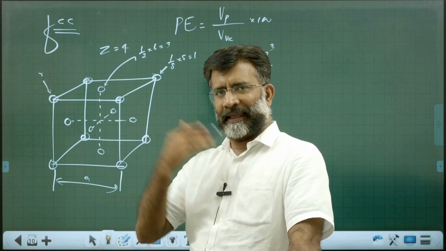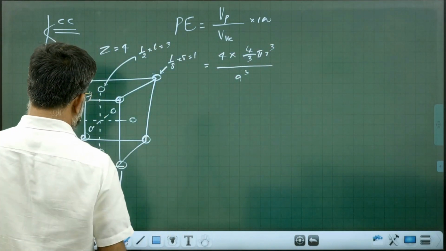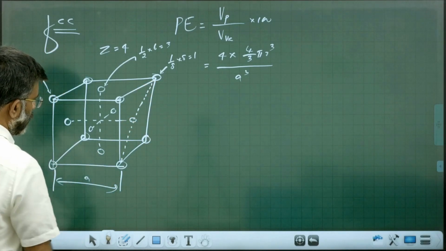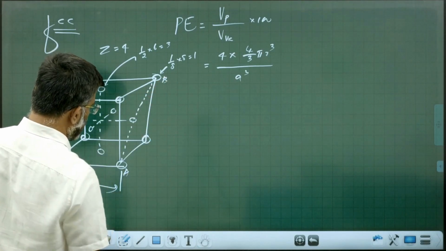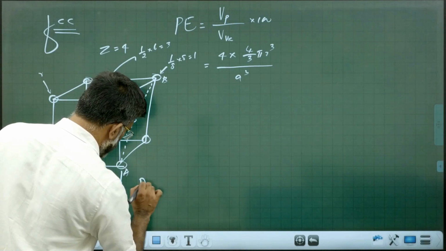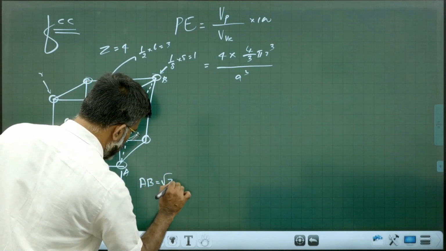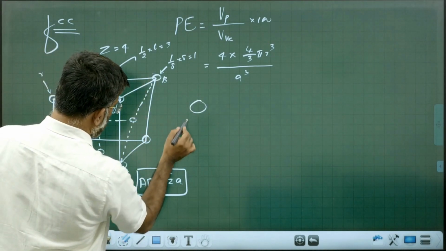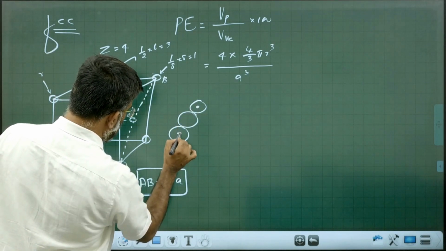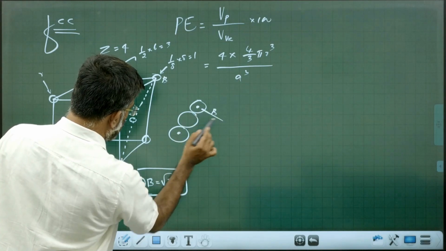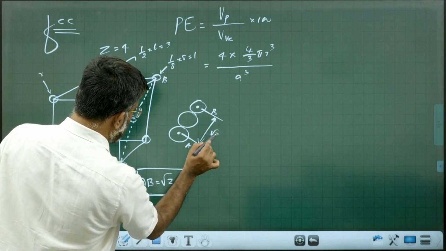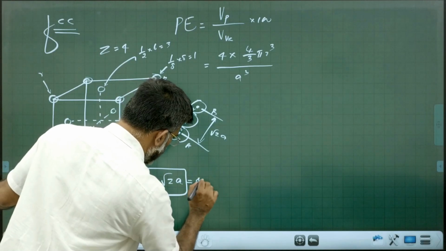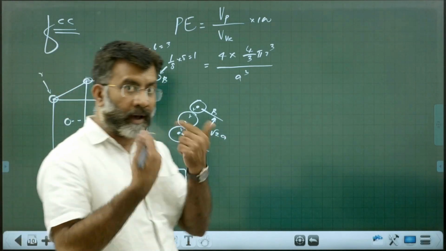Here what is the relation between A and R? Here the A and R relation you can get from the face center. Look at the face center and look at the face diagonal. Suppose you are taking AB, that is face diagonal. Face diagonal, all of you know, for a cube, face diagonal AB is equal to root 2A. And here 3 particles are available like this. This is AB distance, which is root 2A, face diagonal. Root 2A equal to R plus R plus R plus R, 4R. Root 2A is equal to 4R. A is equal to 4R by root 2.